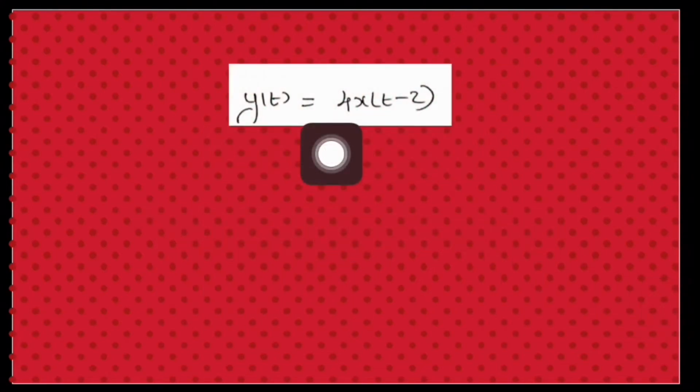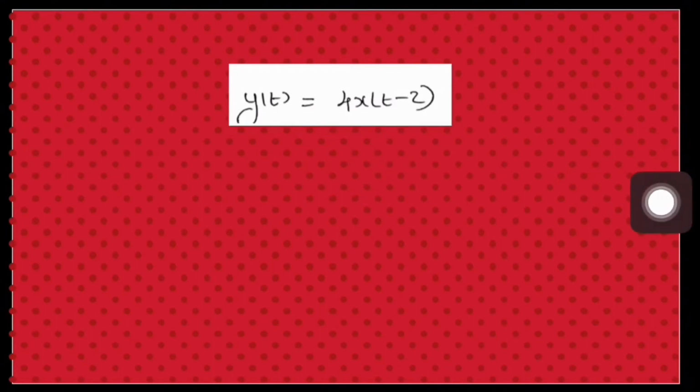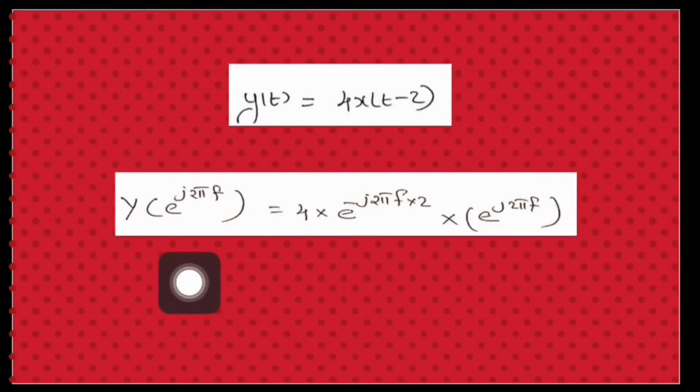This is our equation. y of t is equal to 4 into x of t minus 2. So when we take the Fourier transform on both sides of this equation, we get Y of e raised to j 2 pi f is equal to 4 into e raised to minus j 2 pi f into 2 into X of e raised to j 2 pi f.